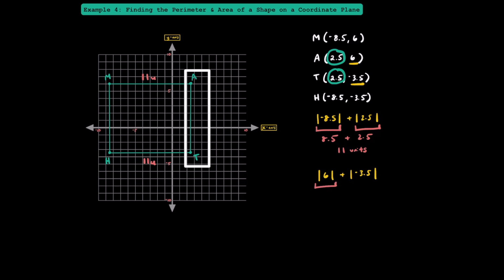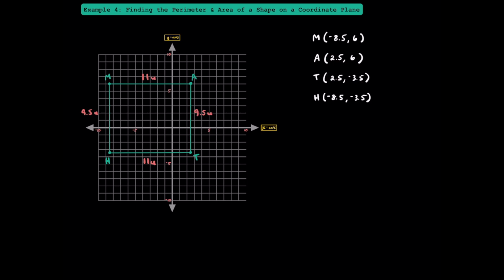The absolute value of 6 is going to be 6, and the absolute value of negative 3.5 is going to be 3.5. Adding these two together, we're going to get a total distance of 9.5 units. If this right side is 9.5 units, then this left side is definitely also 9.5 units. Now that we have the rectangle plotted and the side lengths measured, pause the video and see if you can find the area and perimeter.